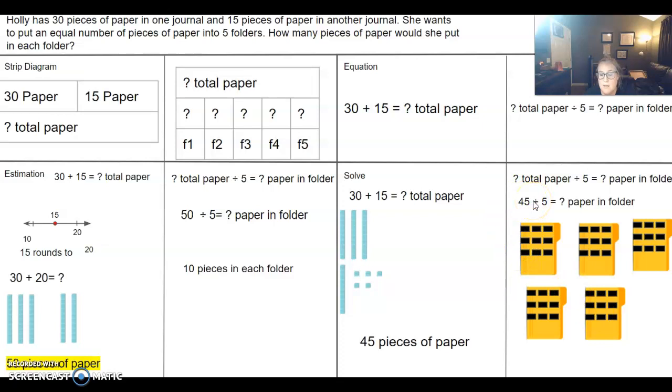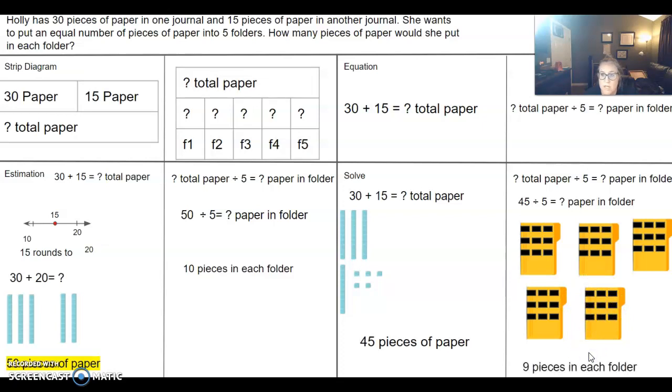I'm done. So now I have to figure out how many pieces are in each folder. Well, let's see. 1, 2, 3, 4, 5, 6, 7, 8, 9, in each folder. Each folder has 9 pieces of paper.